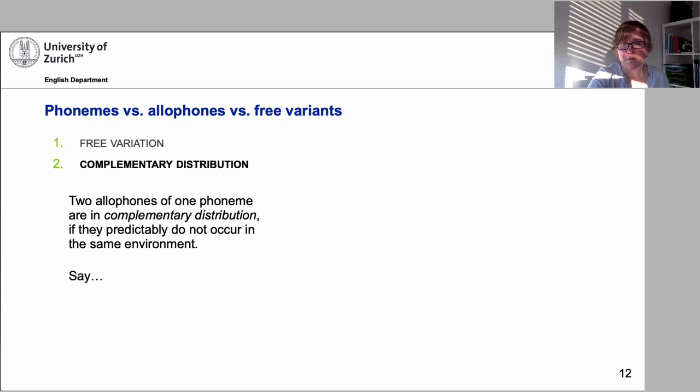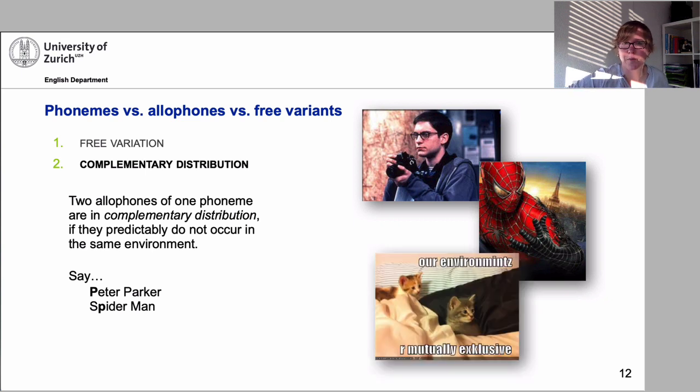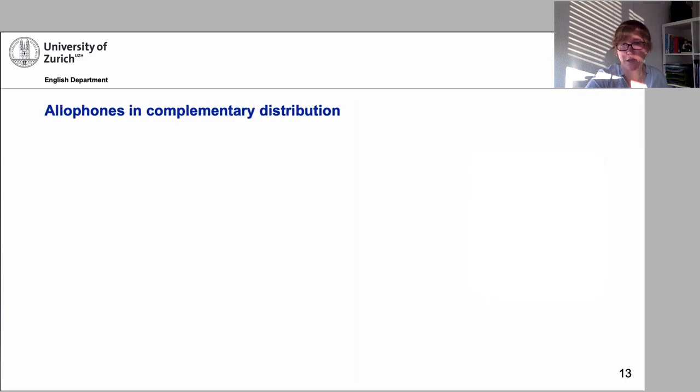So if you say, for instance, Peter Parker, Peter, and Spider-Man, you may have noticed a difference in the way you say per. Now, that is predictable, and you can remember this distinction very well in using Peter Parker and Spider-Man. So here we talk about variations of the per sound that occur in predictable environments, which are mutually exclusive. Now, how does that work? So I'll give you two examples.